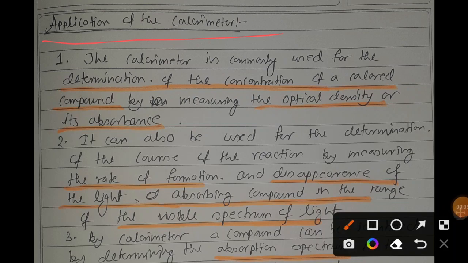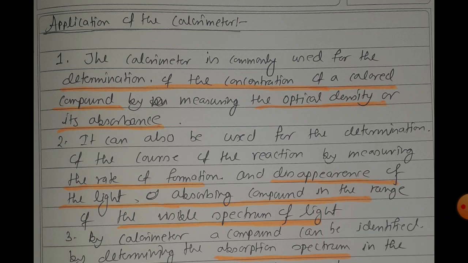So today we are going to discuss the applications of the colorimeter. This will be a very short video, so let's discuss.